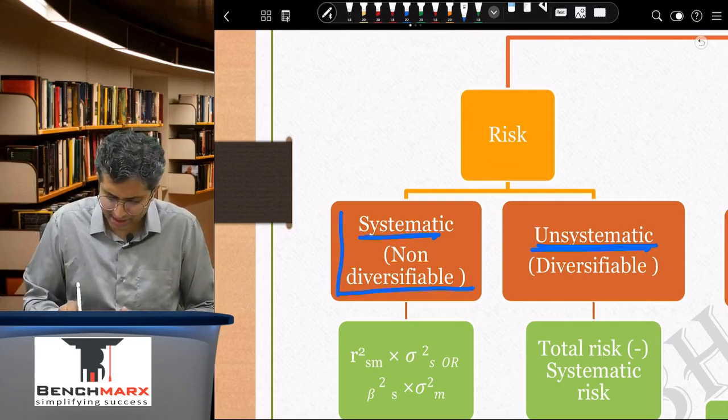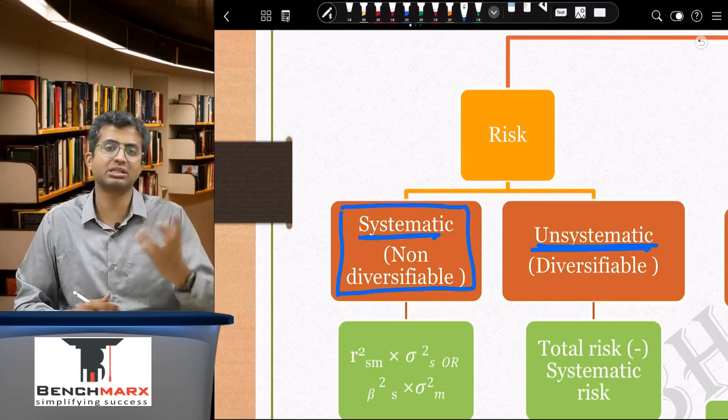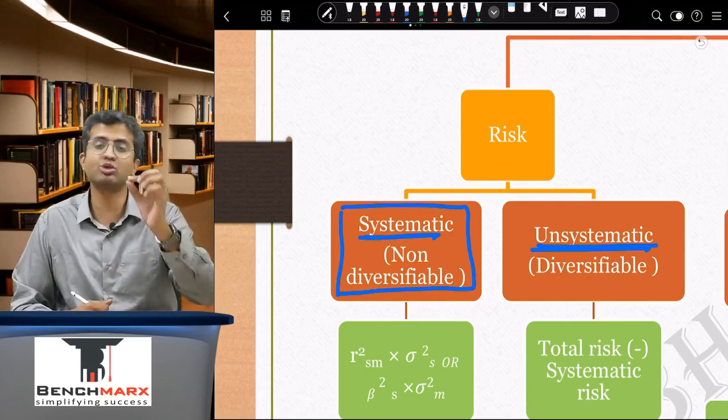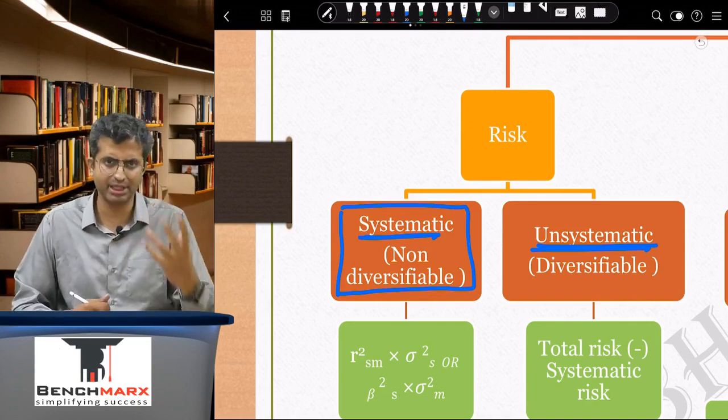And hence William Sharpe says that you should be getting compensation for bearing systematic risk only, and hence he tries to measure systematic risk in the form of beta, and hence the working over here includes beta.